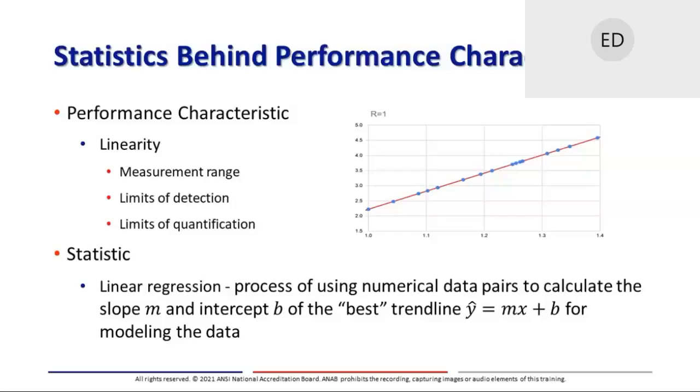The statistic behind linear regression is a process of using numerical data pairs to calculate the slope, or the M of the line, and the intercept B of the line, and give that best trend line, or that best fit for that line, using the equation y equals mx plus b. And that helps us model that data.